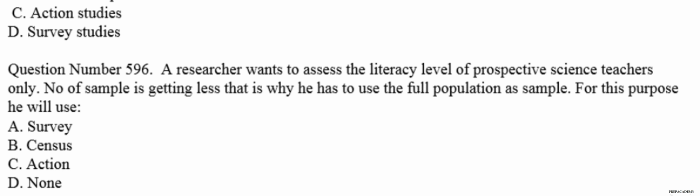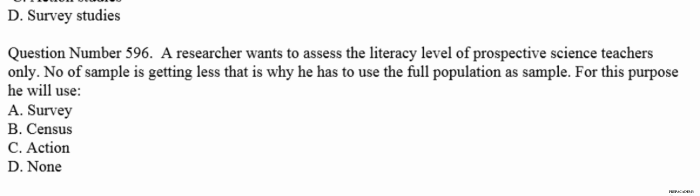Question number 596. A researcher wants to assess the literacy level of prospective science teachers only. The number in the sample is small, so he has to use the full population as the sample. For this purpose he will use: A. Survey. B. Census. C. Action. D. None. The correct answer is option B, census.